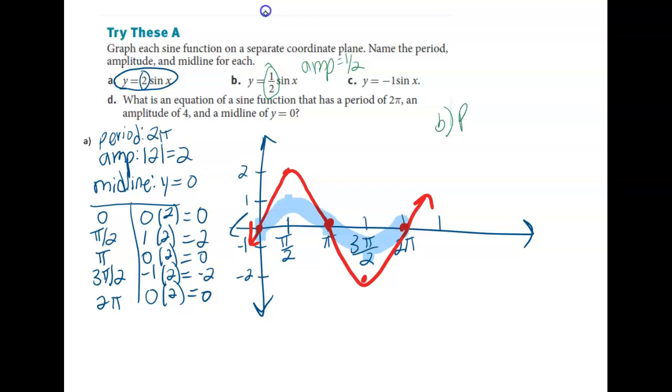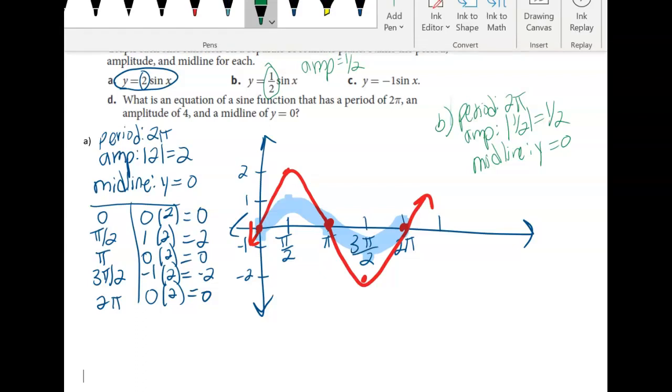for B we would still have a period of 2 pi. Our amplitude would now be the absolute value of 1/2, 1/2. And our midline would still be 0. So normally we would sketch it on a new graph. I'm going to show all of mine on the same graph.